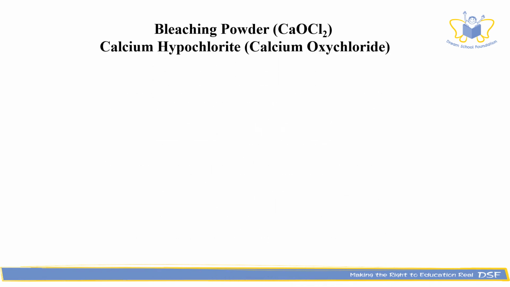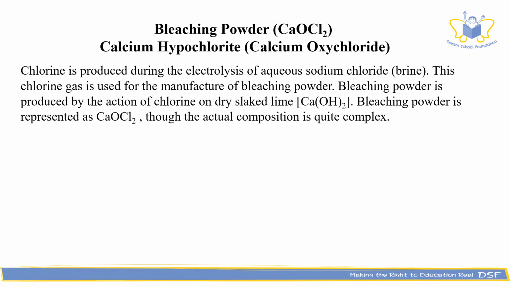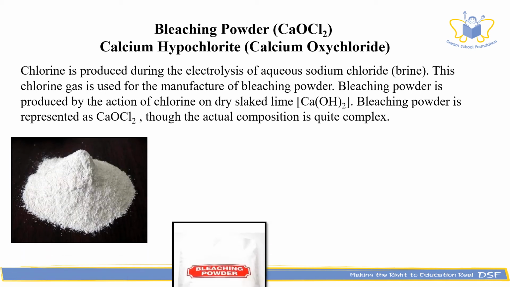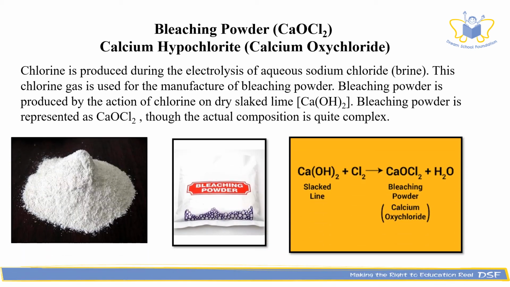Bleaching powder, CaOCl2. Chemical name calcium hypochlorite, also called calcium oxychloride. Chlorine is produced during the electrolysis of aqueous sodium chloride, that is called brine. This chlorine gas is used for the manufacture of bleaching powder. Bleaching powder is produced by the action of chlorine on dry slaked lime, calcium hydroxide. Bleaching powder is represented as CaOCl2, though the actual composition is quite complex.